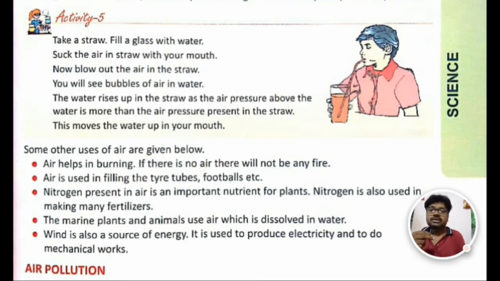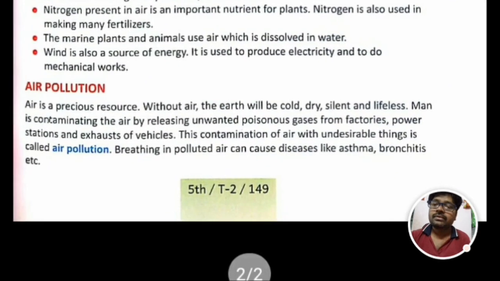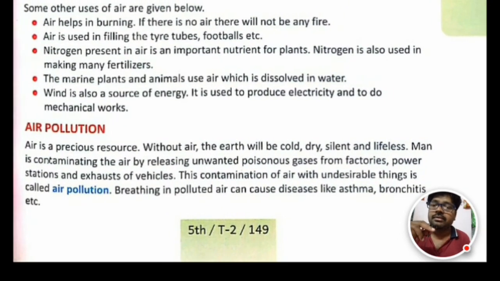Okay. The assignment that I would like to give you is to write the points that you have understood from this activity 5. And in the next video, I will teach you about air pollution. If you have the textbook, students, please go through page number 149, 5th class, term 2, textbook 2. Air pollution and all we will see in the next class, students.